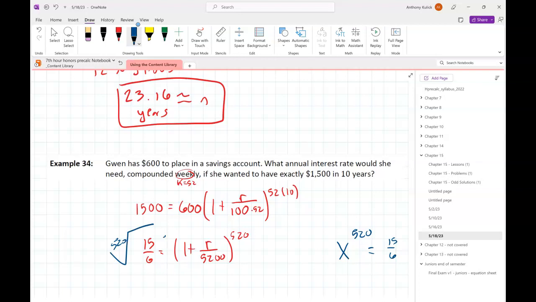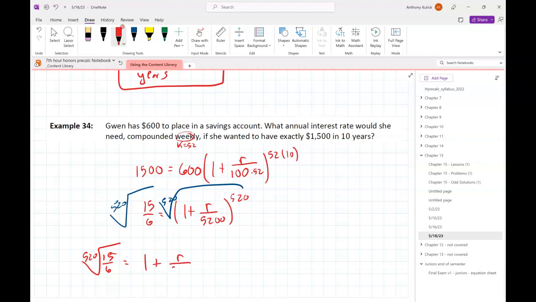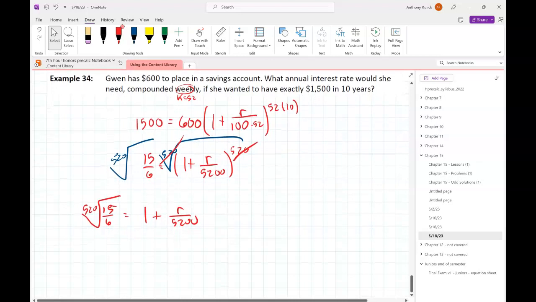That's exactly the right thing to do. And then we'll just subtract 1 and multiply by 5,200 then, right?